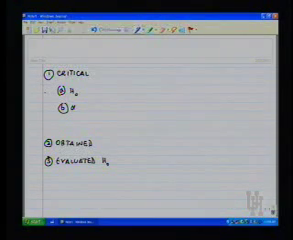Are there any questions about this process of testing hypotheses?